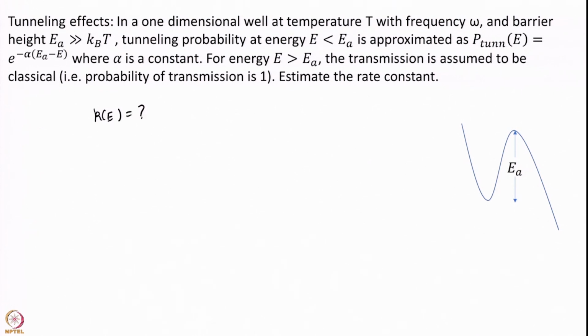Well, let us start by saying that this is equal to, at least for E less than Ea and E greater than Ea, we will calculate them separately. So, this is equal to nothing but omega over 2 pi for E greater than Ea. So, if my energy is above this point, then my rate is omega over 2 pi, and we argued this in some more detail in our module.